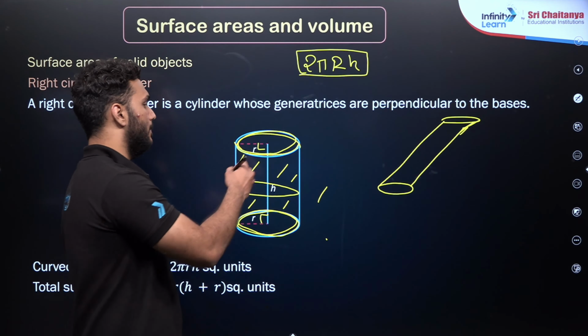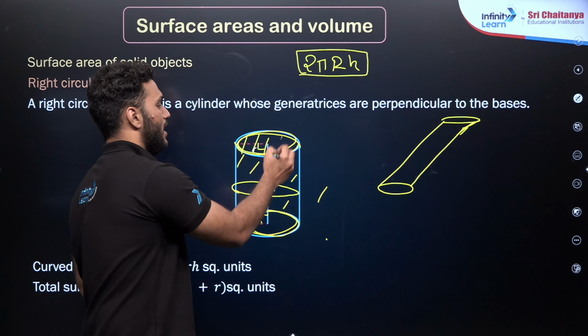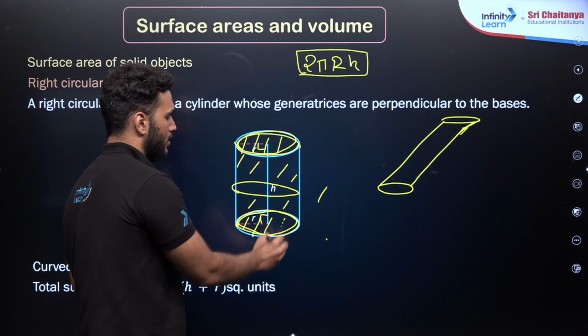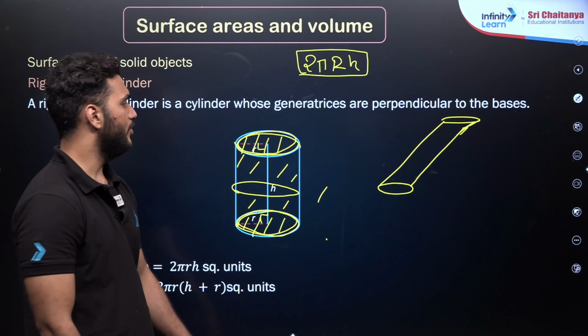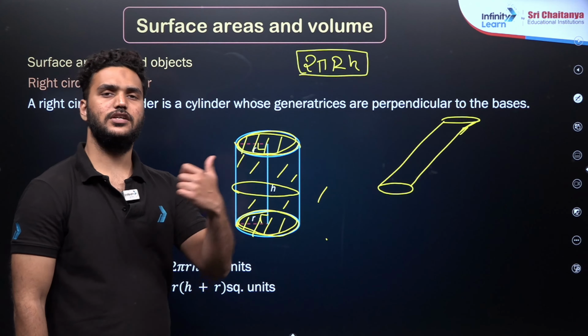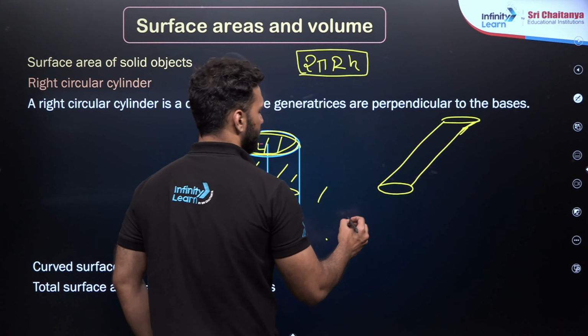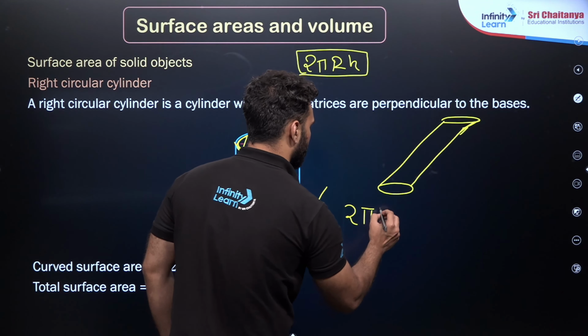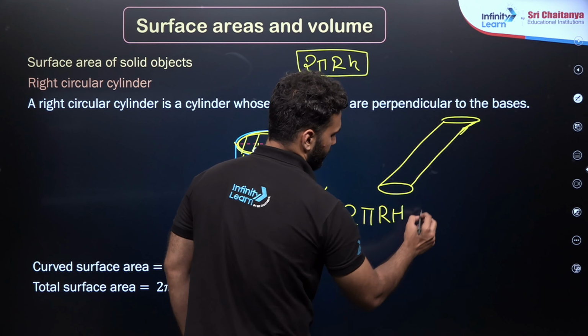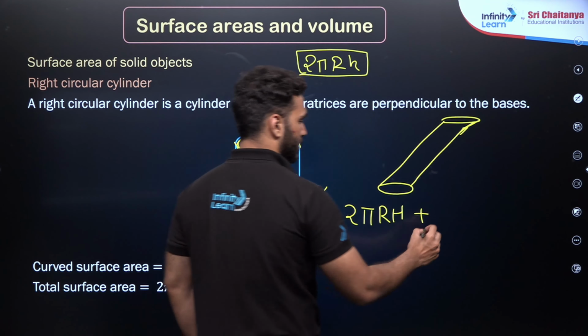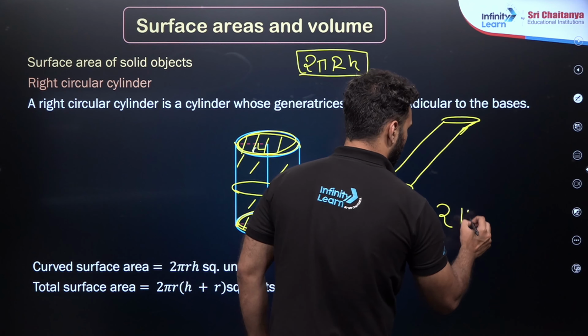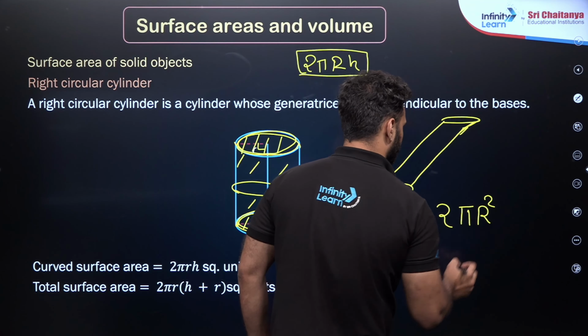But sir, how to find the complete area? We have to add this area, and this area. What are they? Circles. How many circles? 2. What is the area of one circle? Sir, pi r square. Okay, then add the 2 pi r square in it. We already have 2 pi rh curved surface area plus area of two circles, 2 pi r square.